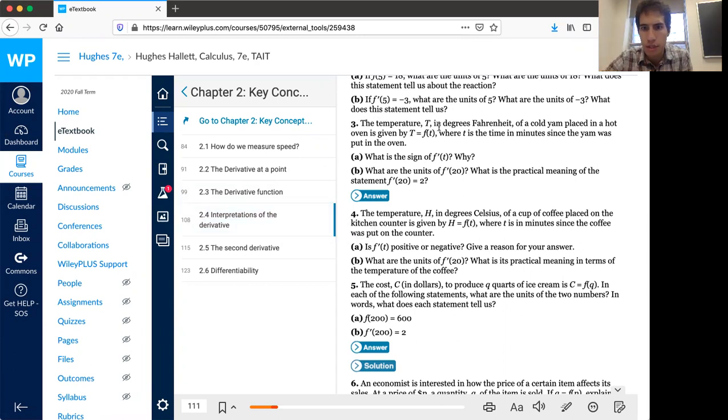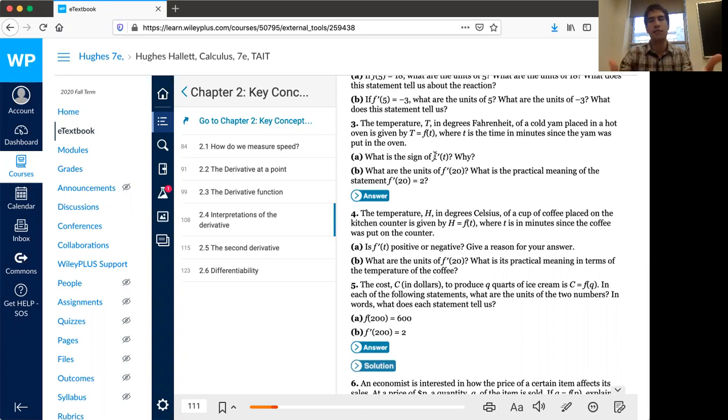So it says the temperature T in degrees Fahrenheit of a cold yam placed in a hot oven is given by this function f of t. And t is the time, so little t is the time in minutes, and capital T is the temperature in Fahrenheit. And so little f, the function f, is measuring the temperature of the yam. So the derivative is measuring the change in the temperature of this thing that you're putting in the oven, right?